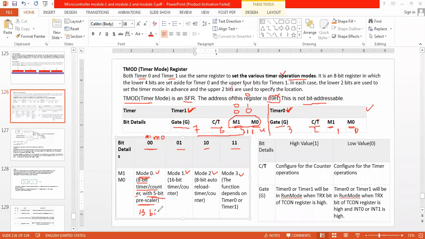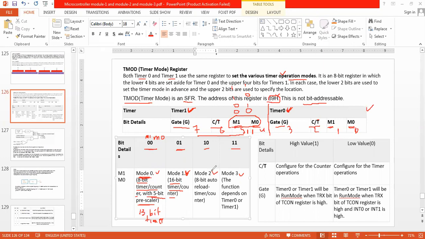I will mention it here. Mode 0 is a 13-bit timer or counter. Now, when it is 0, 1, it is the mode 1 operation. And what is mode 1 operation? Mode 1 operation is a 16-bit timer or counter.